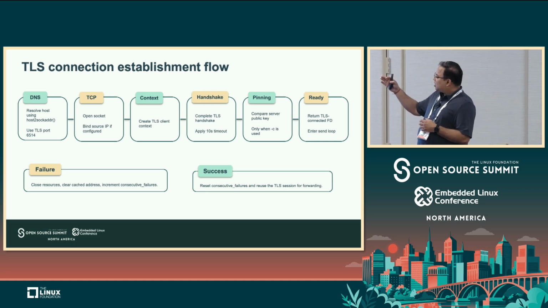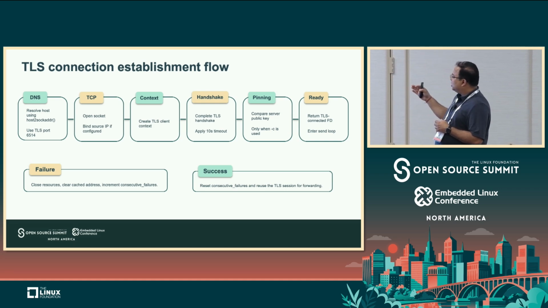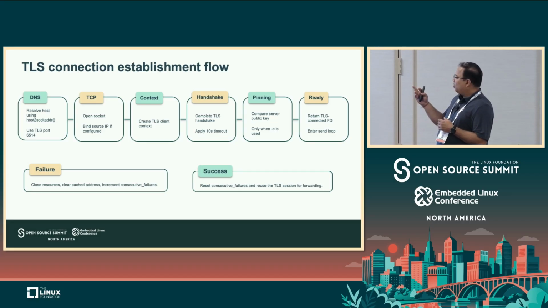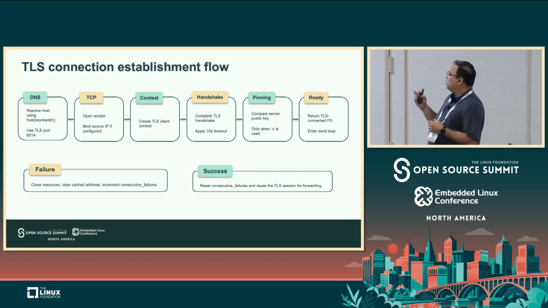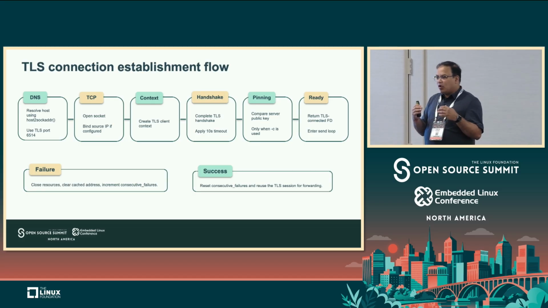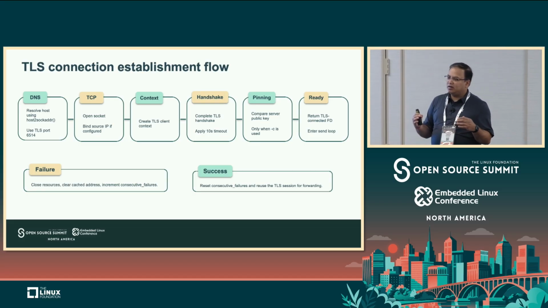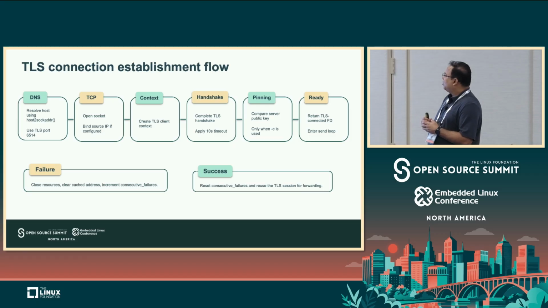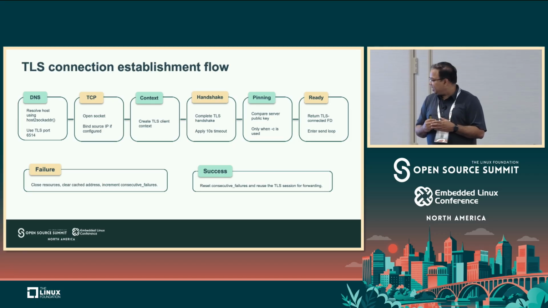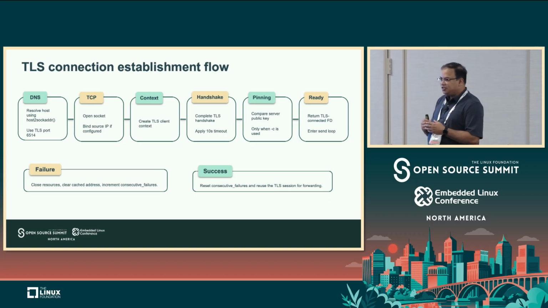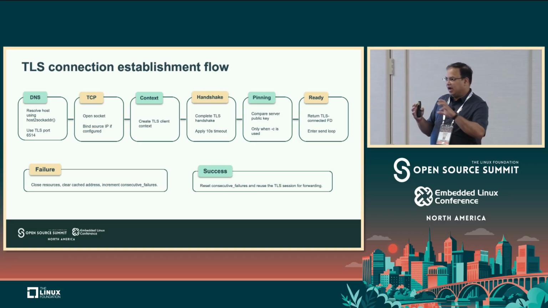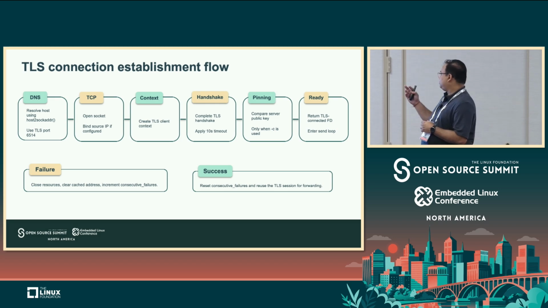This is the complete TLS connection establishment flow. It starts with DNS lookup, where the host is resolved. Then we open the TCP socket. We already have an existing functionality in our BusyBox to bind the source IP if needed. And then it creates the TLS client context and completes the TLS handshake. There is a timeout of 10 seconds, and the handshake is controlled by that timeout.